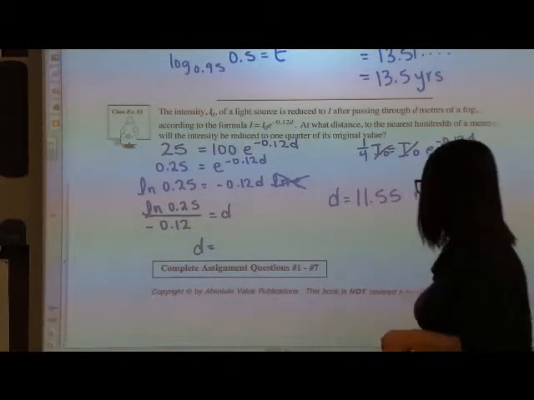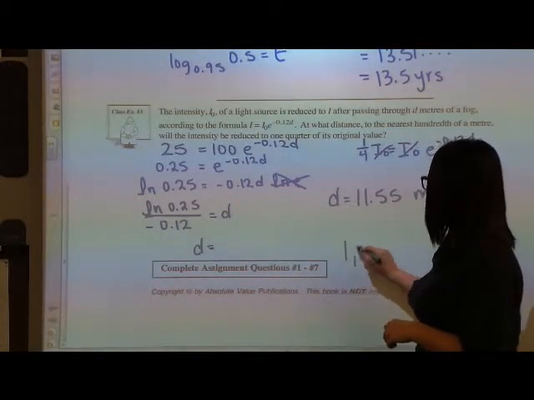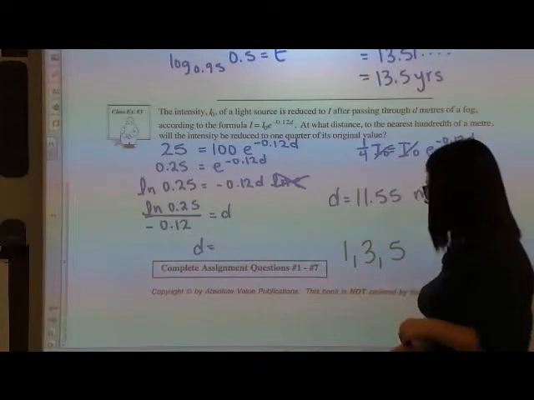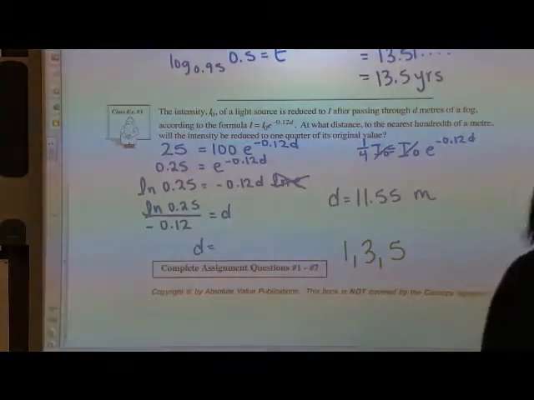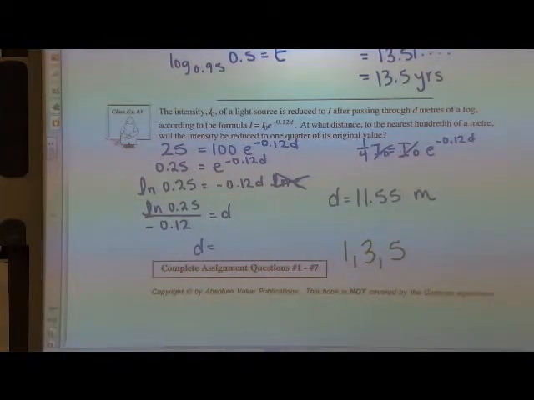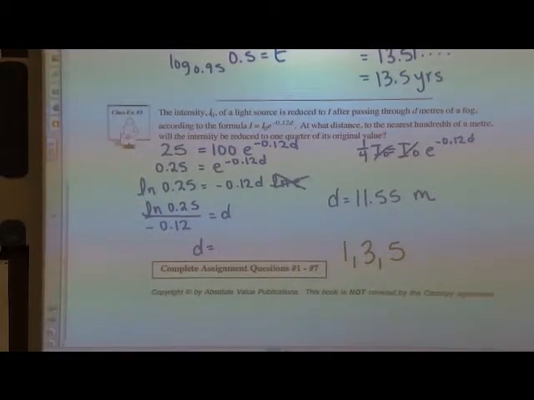Okay, so the questions I want you to practice are 1, 3, and 5, and I'll give you probably about 5 or 7 minutes, and then I'd like to work on the next part. So we could try to support them.